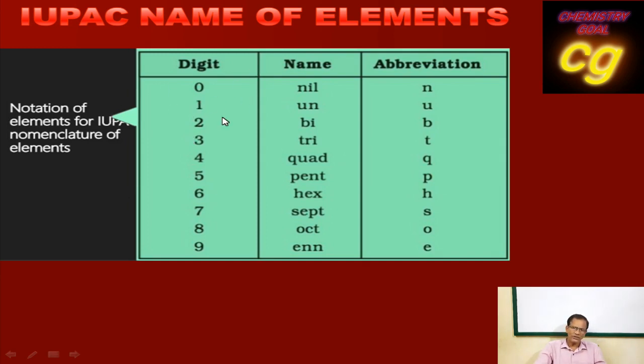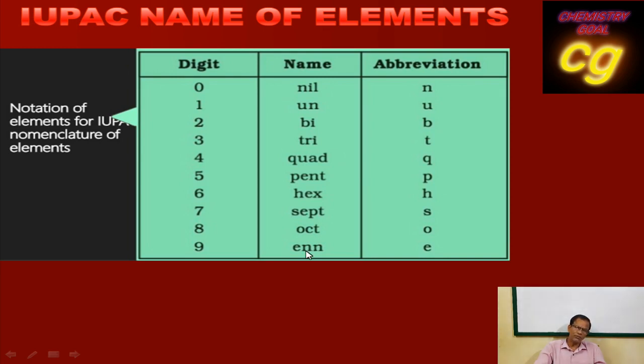But during the nomenclature, we have to see the atomic number of the elements. From the atomic number we can give the nomenclature, but this rule is applicable for elements with atomic number more than 100. Suppose the atomic number contains the digit 0, the name is nil, abbreviation is N. Similarly, if the digit is 1, the name is un, symbol is U. Like this, 2 is bi, B; 3 is tri, T.